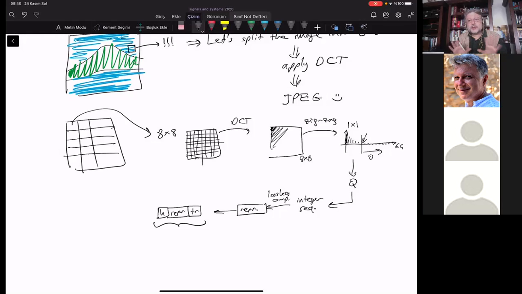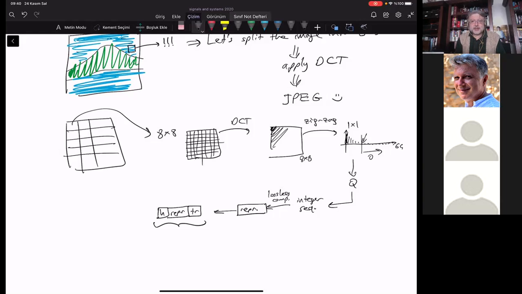So it is almost lossless, except for some very fine quantization effects by losing some of the decimals. It's not perfectly lossless, but it is almost lossless if it is 100%. So this is how JPEG works.